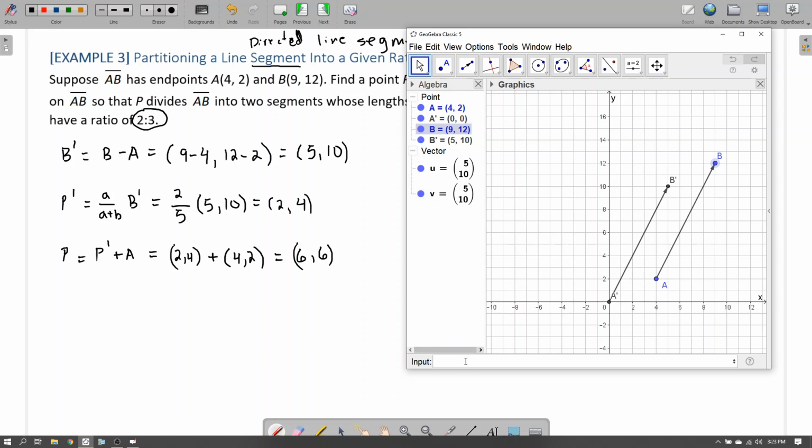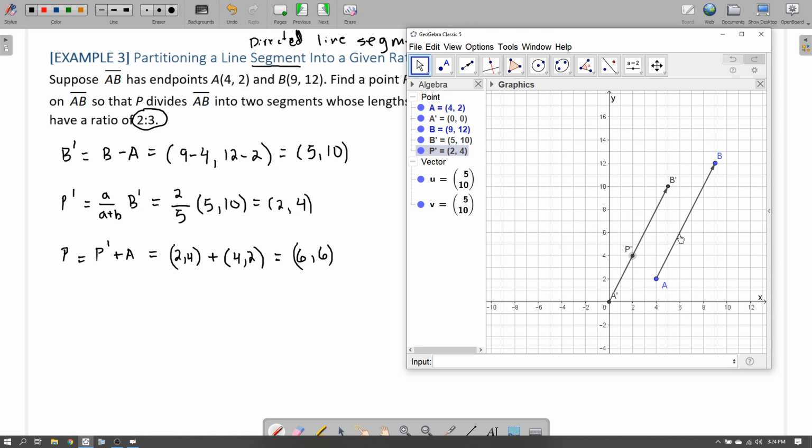Okay, so then we took the scale factor and we multiplied it by b prime. So the scale factor was 2/5. So this is what we called p prime. So p prime equals 2 divided by 5 multiplied by b prime. So you can see I'm doing that down here, 2/5 times b prime, and that gives us this point p prime, matching what we had before.